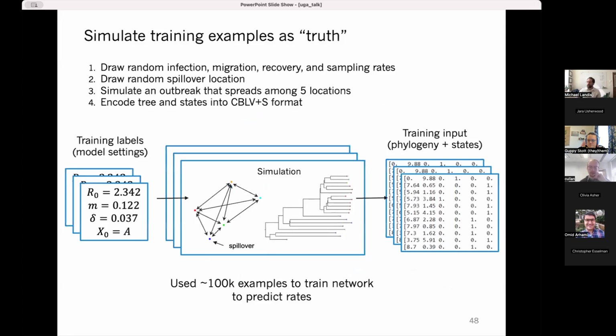The last of the three problems I mentioned is that we don't have examples of the truth in phylogenetics in general. And this is a real problem. Again, we want to do phylogenetic inference because we don't know the truth.